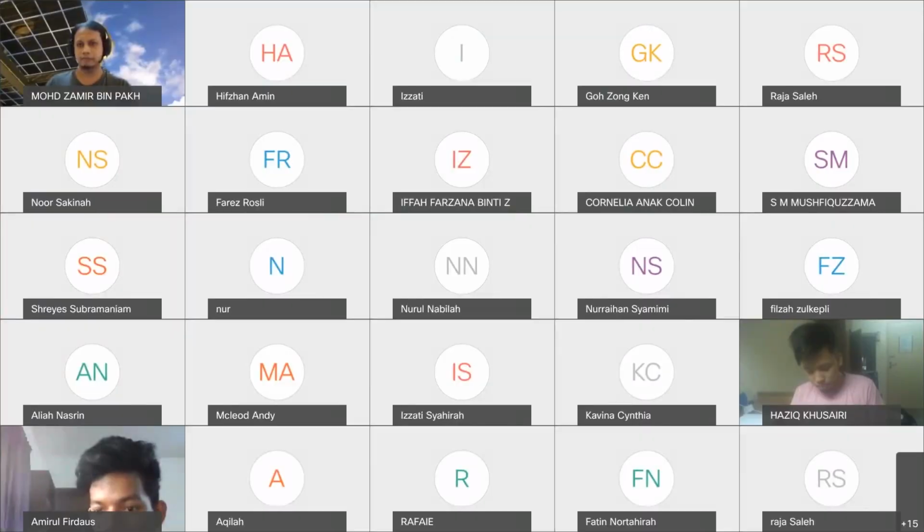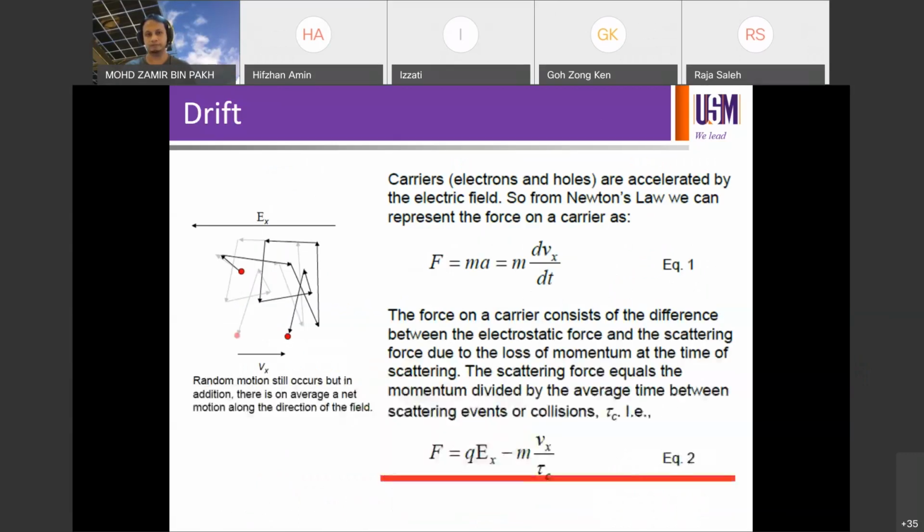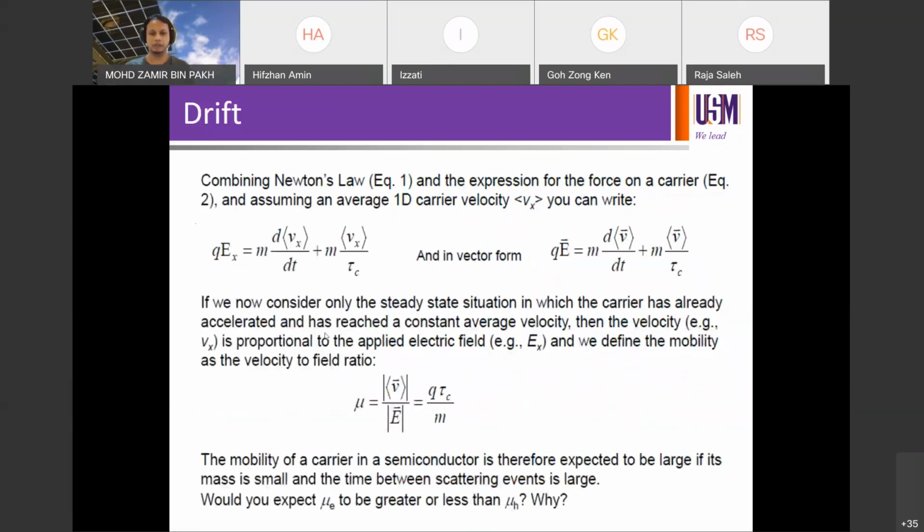Can you see the slide? Just to confirm before I continue. Okay, good. So that's drift. You have seen drift, and you have seen the movement of carriers without electric field as well. So you can now differentiate the movement. You can now see the effects of electric field in a semiconductor material. So these are the underlying principles that govern the movement just now. You can come here and see.